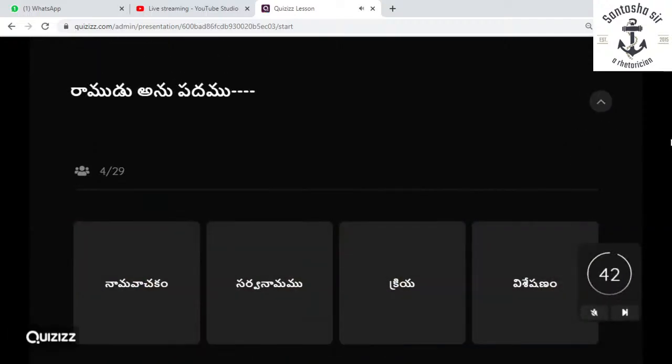Ramudu anu padamu enti. So you need to read all the 4 options and pick the right one which is appropriate for the word Ramudu. So what is Ramudu? I think it is asking parts of speech.